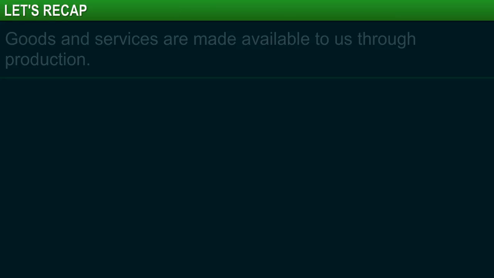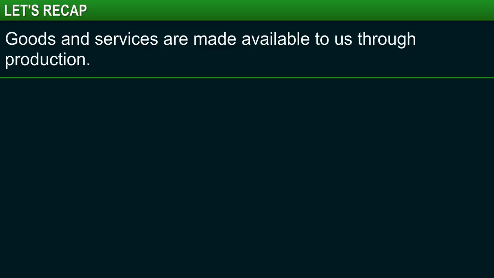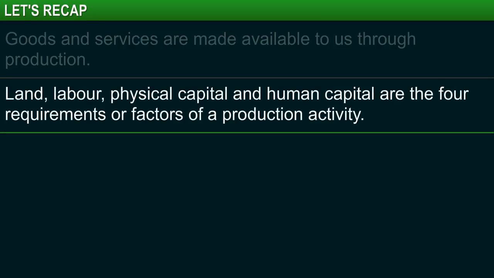In this module, you learned that goods and services are made available to us through production. Land, labor, physical capital, and human capital are the four requirements or factors of a production activity.